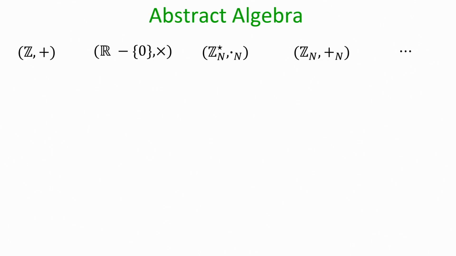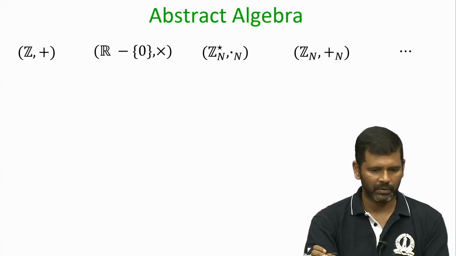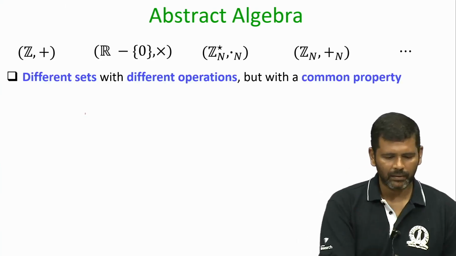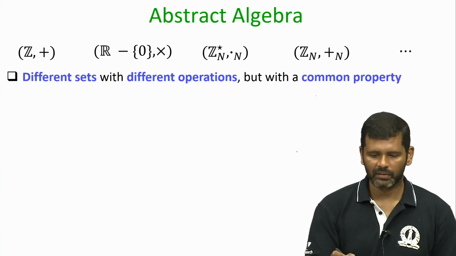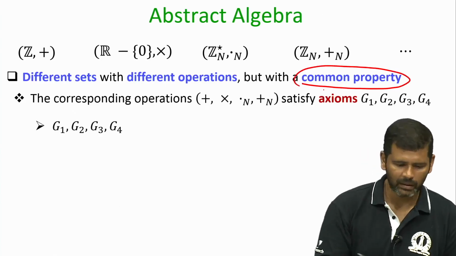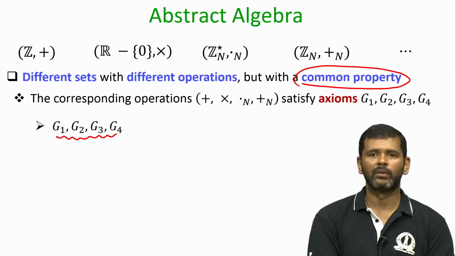Each group has a different structure, namely their elements were different and the operations were also different. And these are not the only examples of groups, I can give you infinitely many examples. Now, the point is that even though they are different sets with different operations, they have a common property. And what is the common property? All of them satisfy the 4 group axioms.